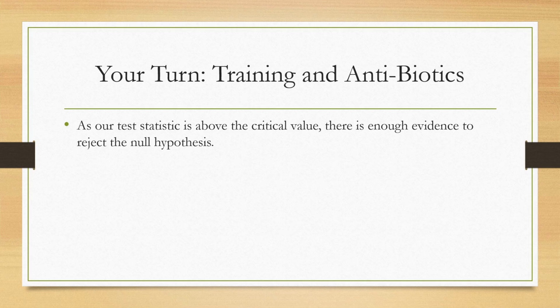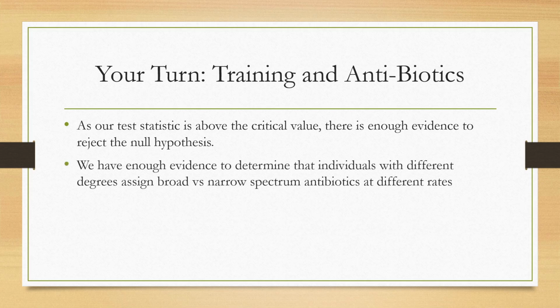Since our test statistic is greater than the critical value, this is evidence that we can reject the null hypothesis. That is to say, we have enough evidence to determine that the different educational backgrounds for these individuals are related to whether or not they assign broad versus narrow spectrum antibiotics. And do we want to say that that's the cause? Well, no, we don't necessarily have enough evidence for cause. Again, that's a research design issue. Depending on the design of the study, we might be able to say that.